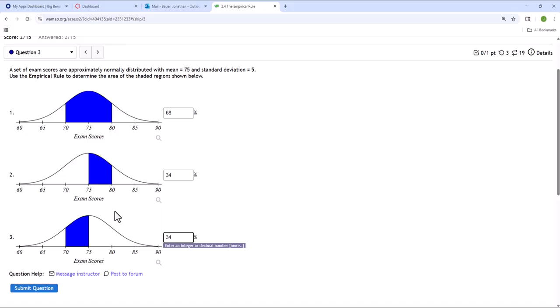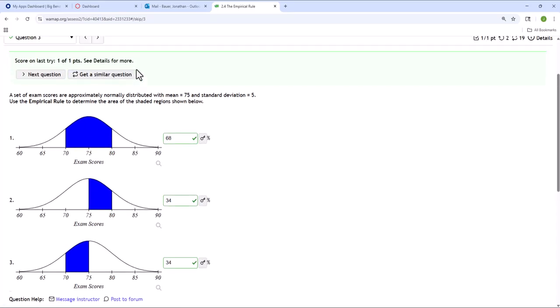So, as you can see with these ones, sometimes if we know the information, we can just read it and answer the question. Hopefully got them all correct. Yay.